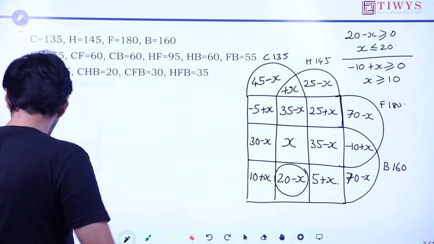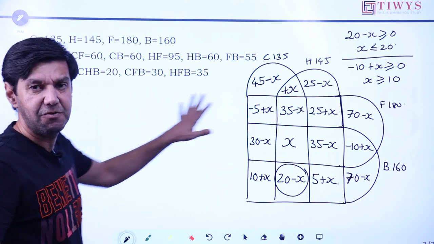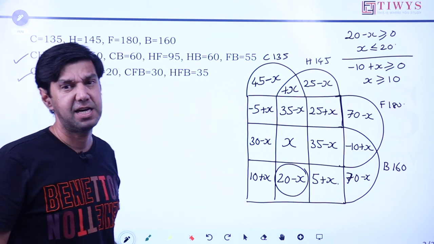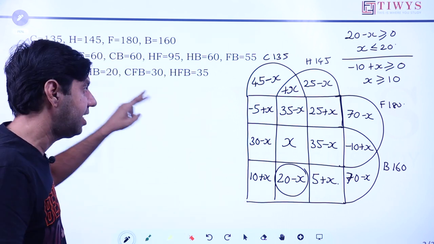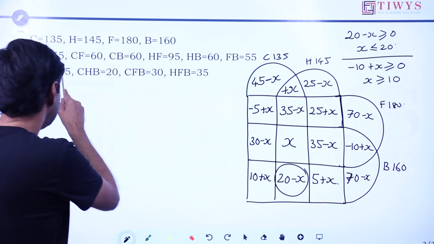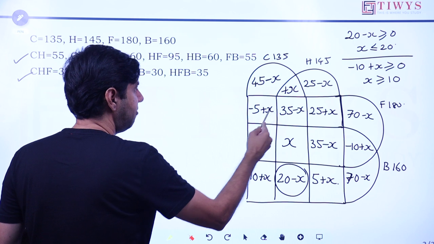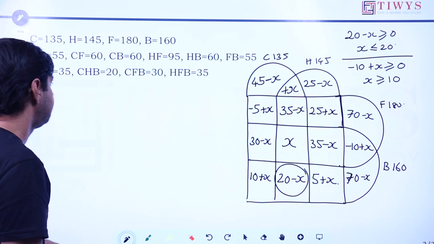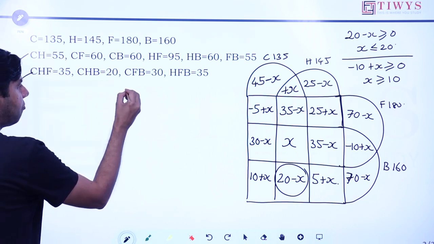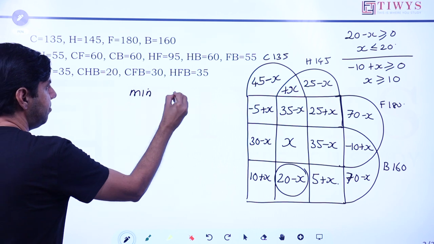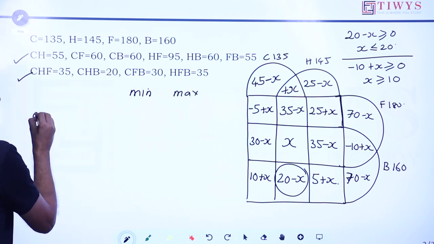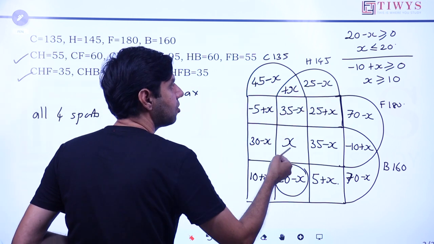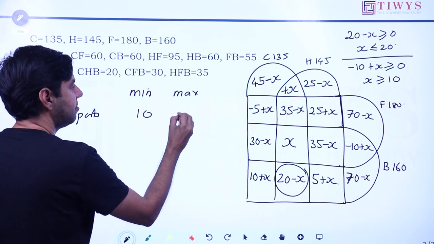So we have done it. We have got all of it, we have filled it, we hardly needed to think anything, we just needed to add, subtract. I hope you have seen every calculation that we have done. We used each of these numbers and got the difference, then we used each of these numbers and got these differences, right? So let's answer. What if I want to find the minimum and the maximum of those who play all four sports? Well, this is exactly what we have found. X is all four sports. The minimum is 10, the maximum is 20.